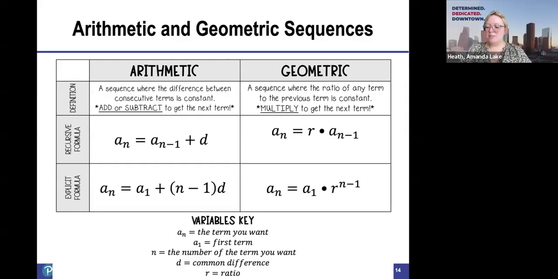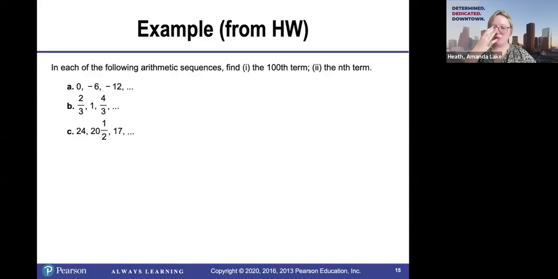And for a geometric sequence, it's very similar, except we're going to multiply the original first term by r n minus 1 times. So instead of adding d n minus 1 times, we're multiplying by r n minus 1 times. Let's just look at one example from each of these. These are sample homework problems.